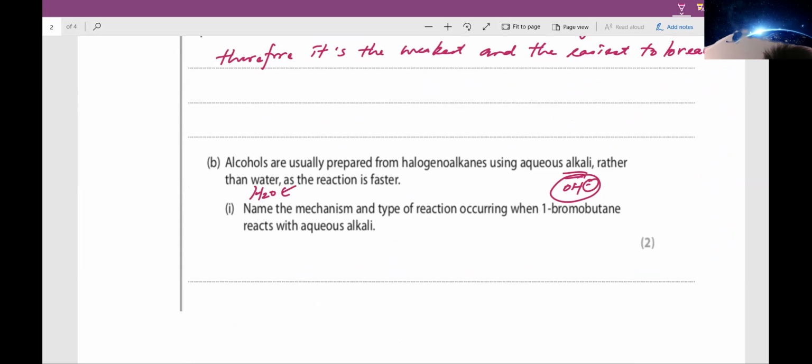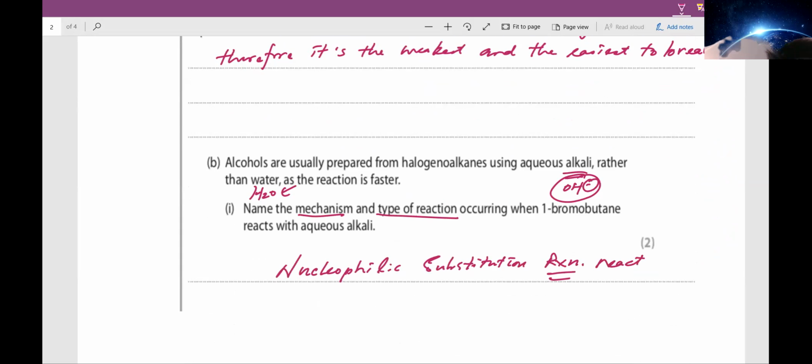Okay, name the mechanism and type of reaction. Okay, so it will be nucleophilic substitution reaction, the SN1, SN2 thing. Now spell it out in the exam. Okay, this one is the mechanism, this one is the type of reaction.